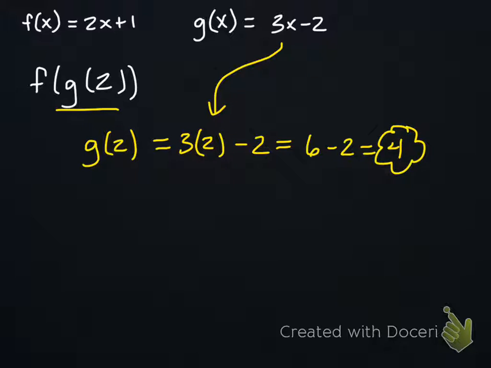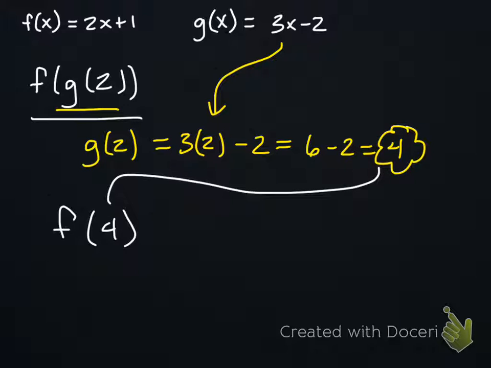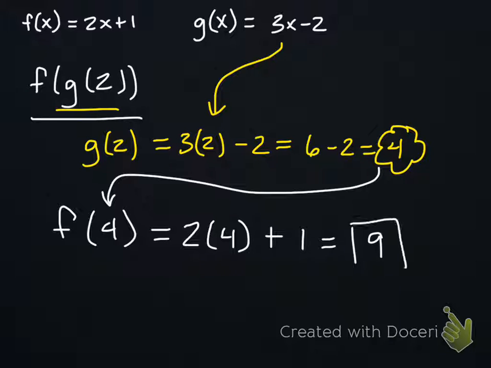And then that output is what we're going to plug into our next level, where our next level is an f, right? So we're going to go f of, and we're going to put the 4 in. So we're going to plug that directly into our f equation. This is 2 times 4 plus 1, sorry. 2 times 4 is 8, plus 1 is 9. So 9 is our final answer. So f of g of 2 is 9.